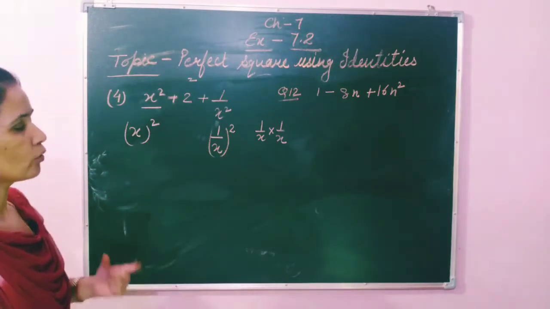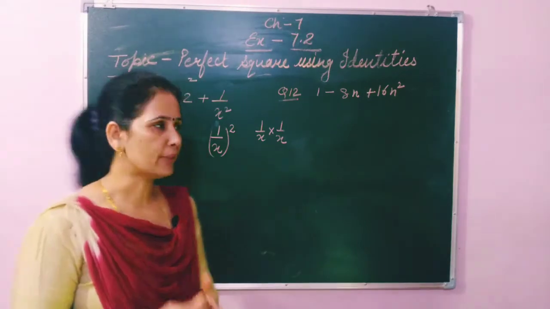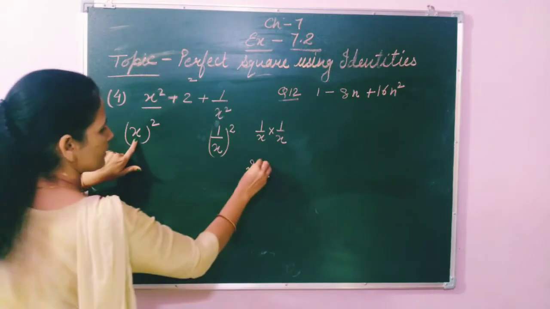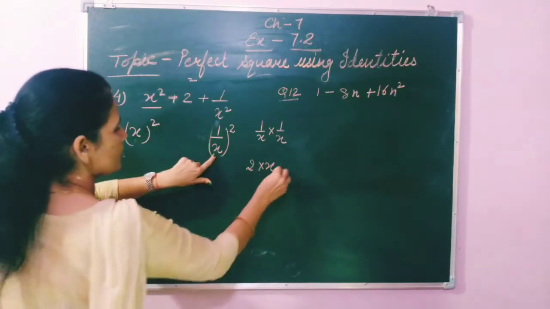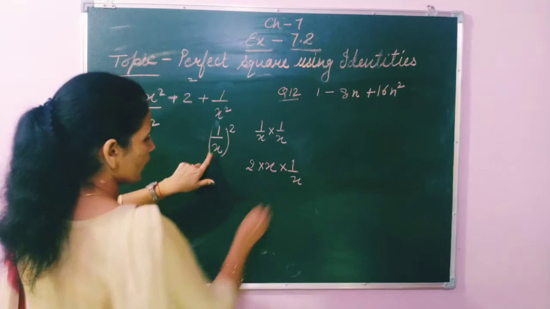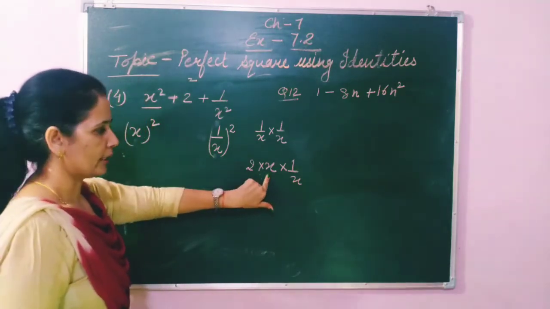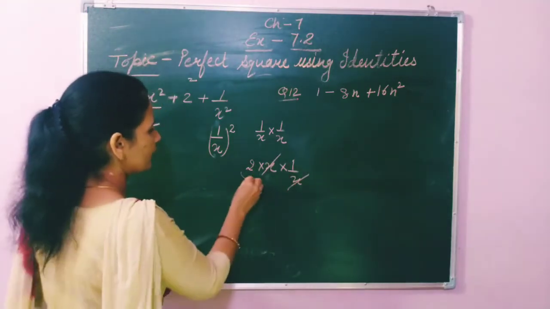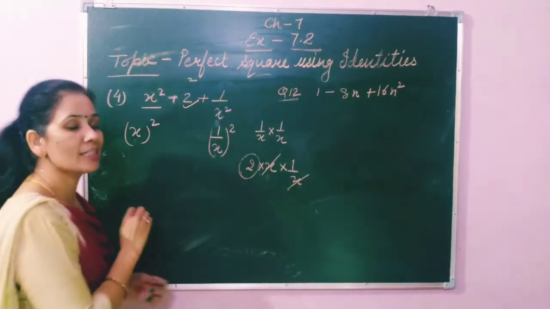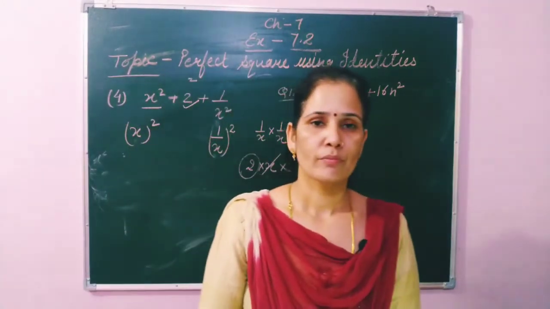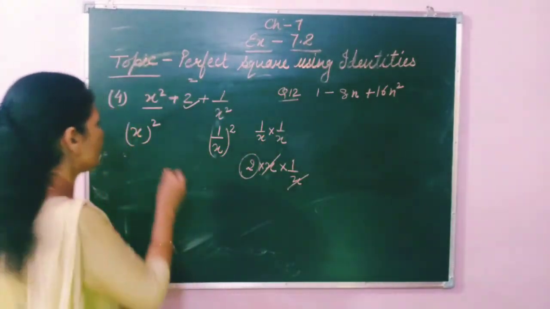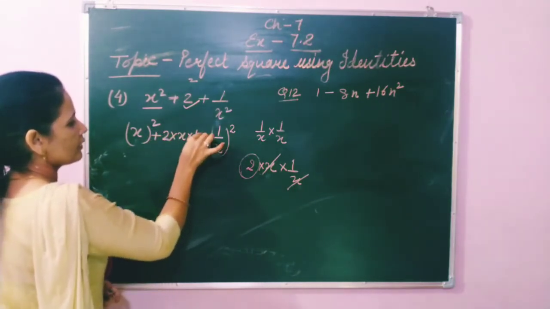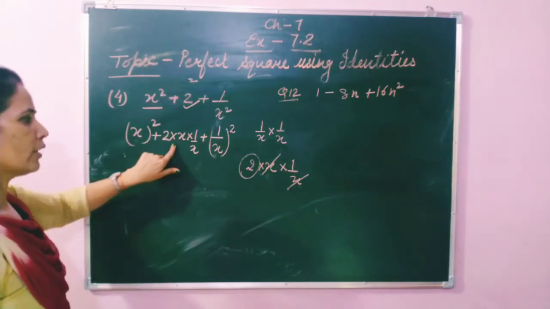Now what we require according to our identity? 2ab. So let's check, is it satisfied? 2, a value is x, b value is 1 by x. If the same number is in the numerator and in the denominator, it can be easily cancelled. And what we get from here? 2. It exactly satisfies our term that is given in the algebraic expression. So how will we write here? 2a and b. So now we get a square, 2ab, b square.